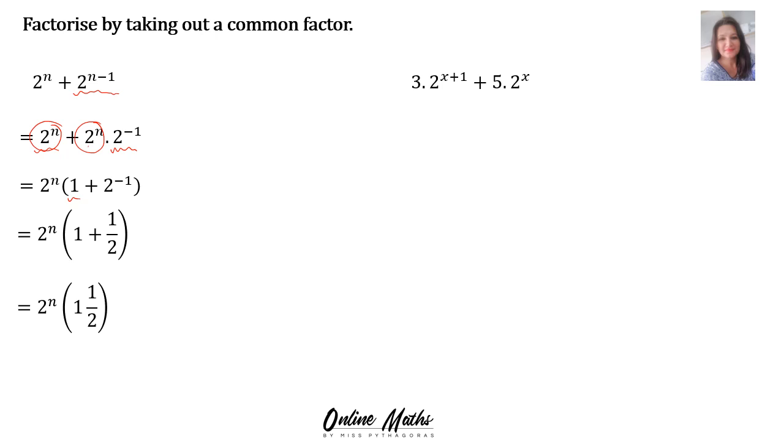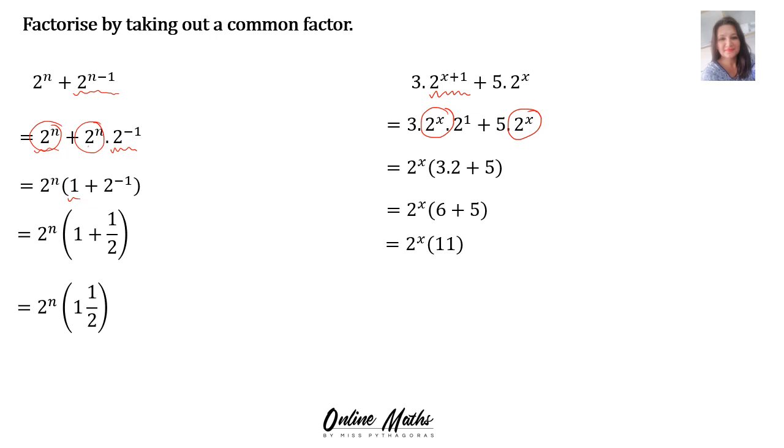In the next example on the right here, your first problem is this 2 to the x plus 1. So you write it back into its original form as 3 times 2 to the x times 2 to the 1, plus 5 times 2 to the x. And now you take out 2 to the x as a common factor, and then you're left with bracket 3 times 2 plus 5. And then 3 times 2 is 6, plus 5, which is 11. And the final answer is 2 to the x times 11.